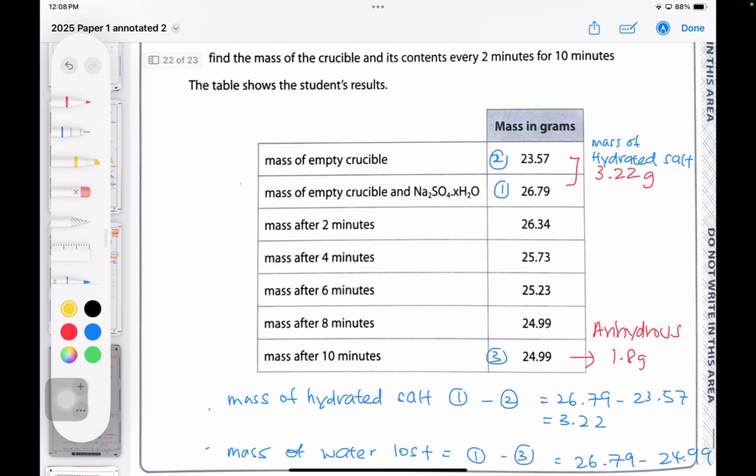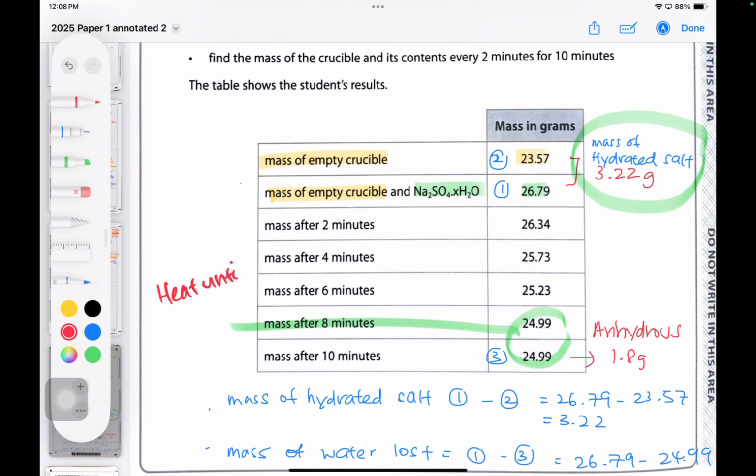So with this, there's always data in terms of numerical data. So first things first, you have the empty crucible, you have got this mass, then you have a crucible with the hydrated salt. So from the first 2 data alone, you'll be able to calculate the mass of hydrated salt that's added into the crucible, which is 3.22 here. And then you're going to heat until constant mass.